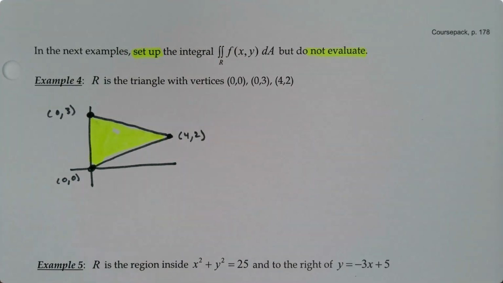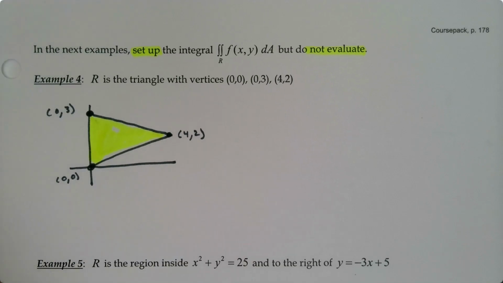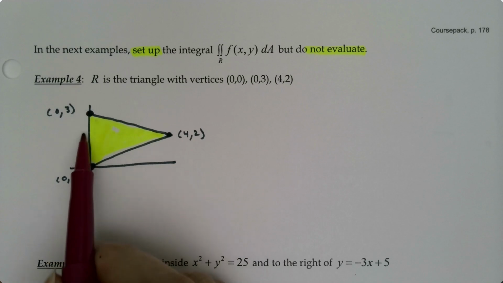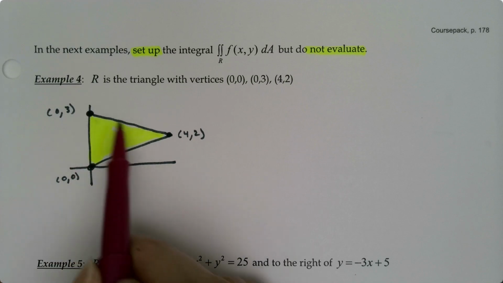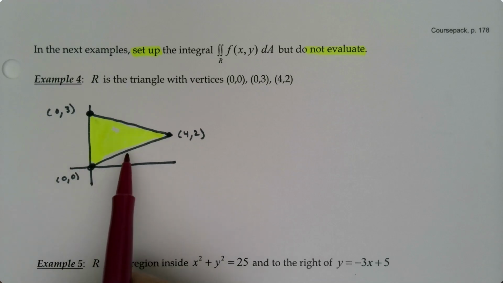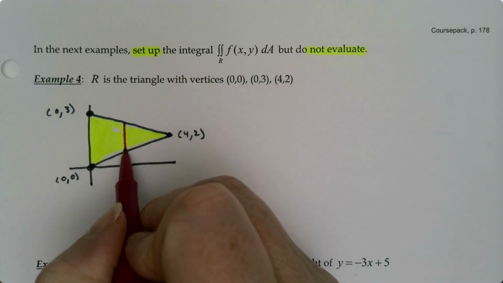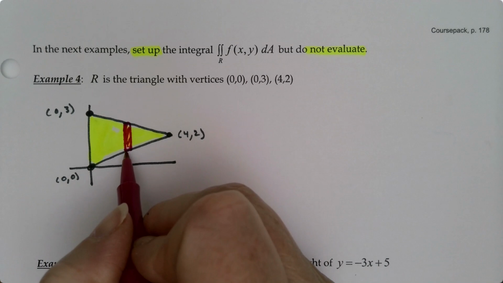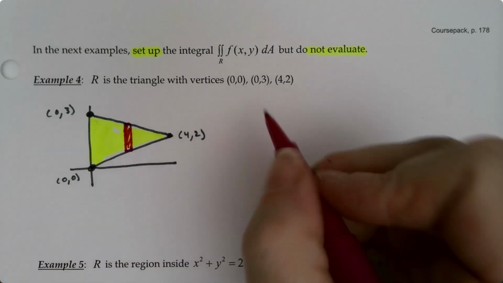Now the question becomes, how would you set this up? You don't want to do a horizontal rectangle, because if you did, you would go from the y-axis out to this line for part of it, and then the y-axis out to this line for part of it. Those are two different lines. So you'd have to set up two double integrals. No, no, no. We want to do a vertical rectangle that goes from one line to the other line. So that's what we're going to do.